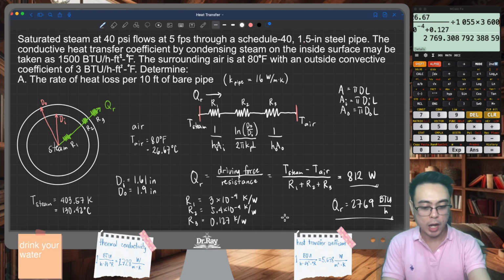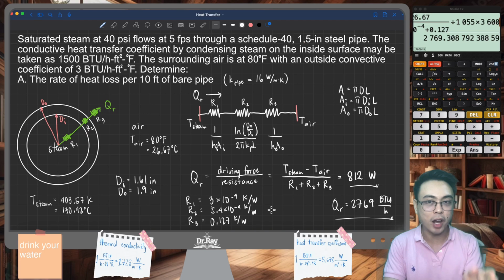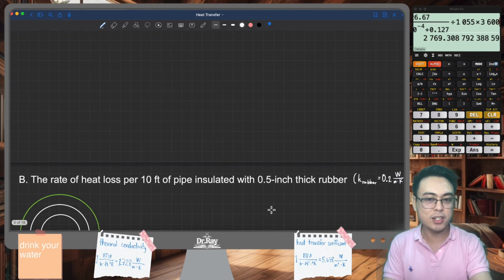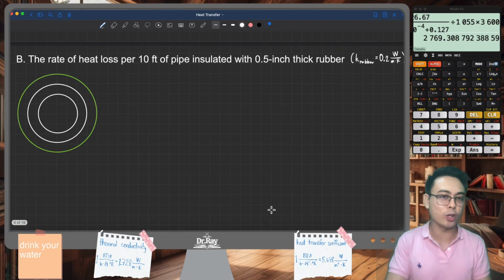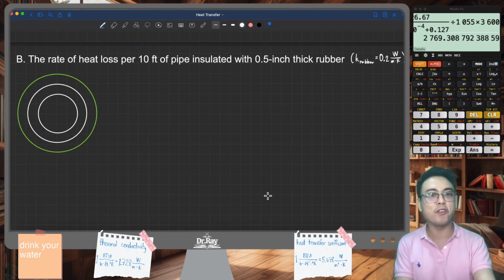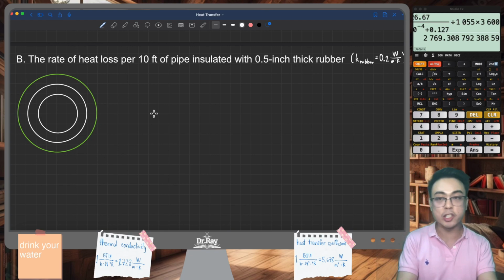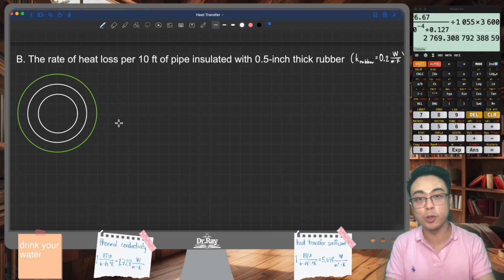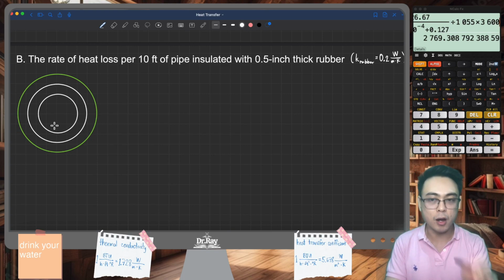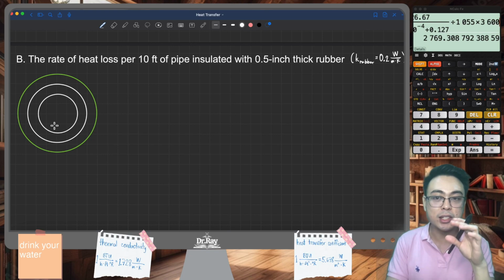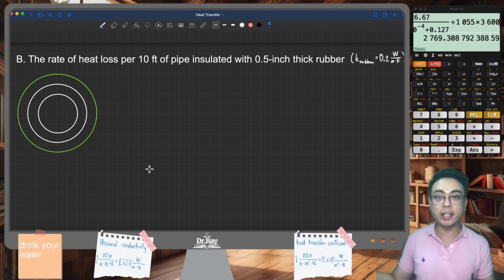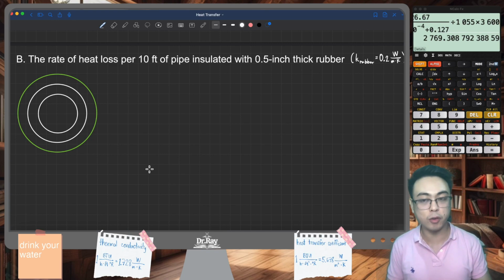we are being asked to calculate the rate of heat transfer once we have applied a layer of resistance. That added resistance is an insulator. We applied a 0.5-inch thick rubber. We wrapped it around the pipe, and if you take a look at the new cross section, this is how it should look. So the white layers, that's the original steel pipe, and the green one is now your added 0.5-inch thick rubber.